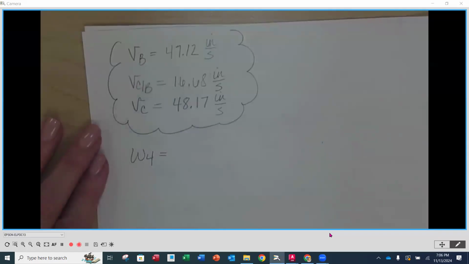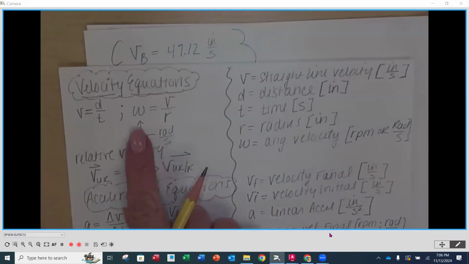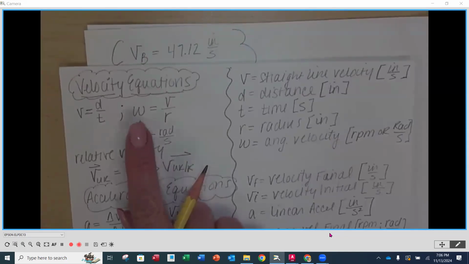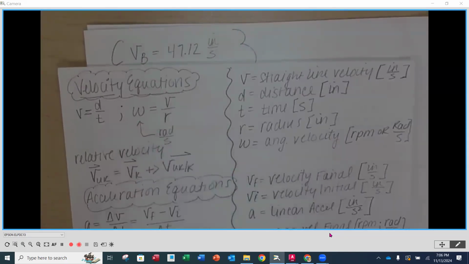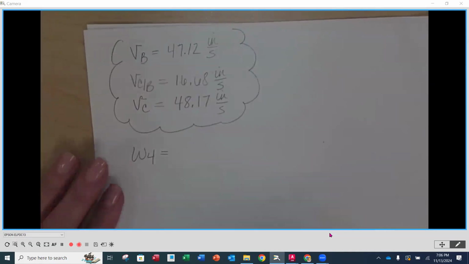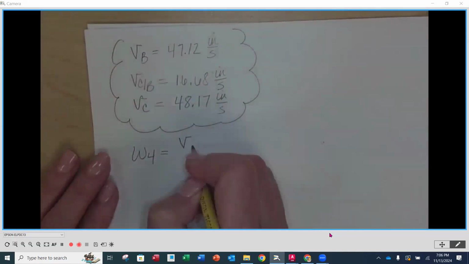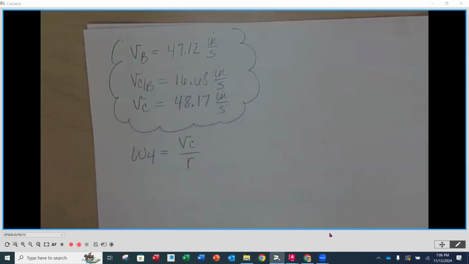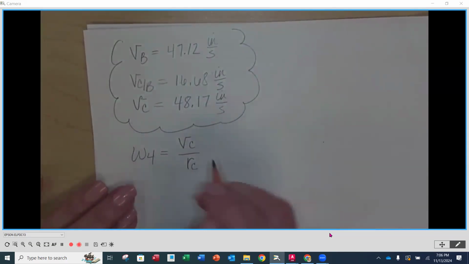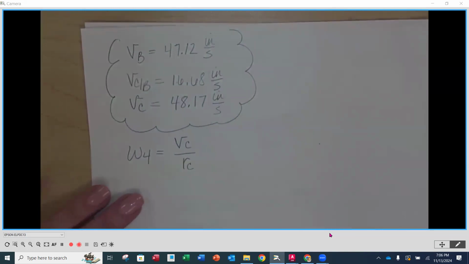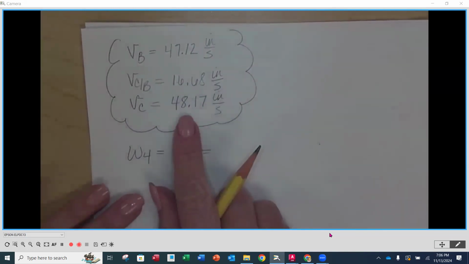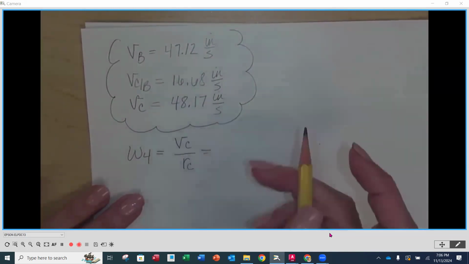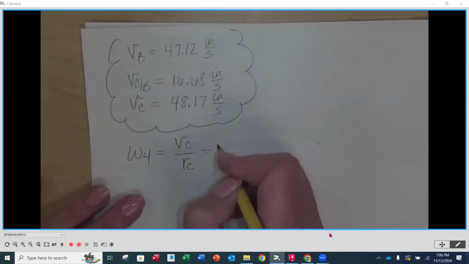W4 is going to be equal to, and if we go back at the very top here to the velocity equation, the angular velocity is equal to straight line velocity divided by the radius. So that means on link number 4, we're going to use that velocity of C divided by its radius back to its center of rotation. So that's going to be the radius to C as well. We're going to use the value up here. Make sure it's the actual value rather than the scaled value.